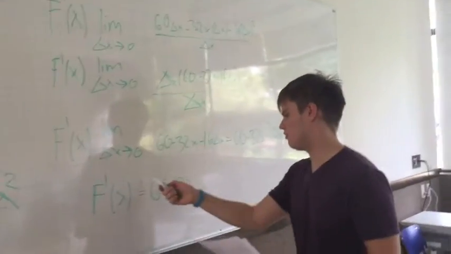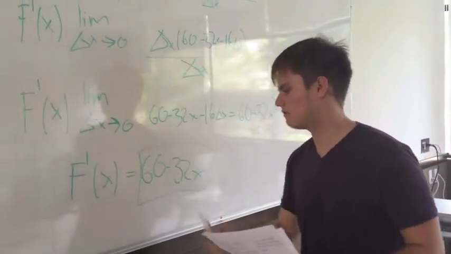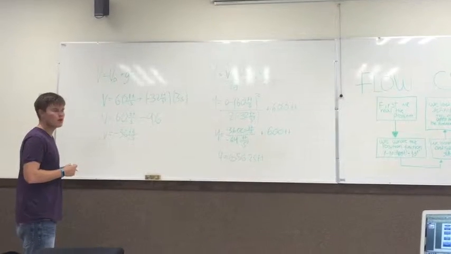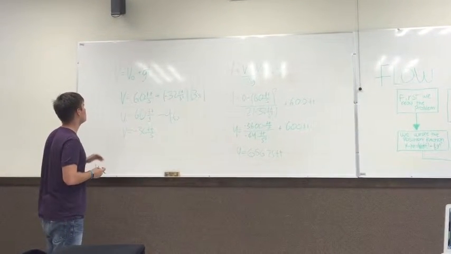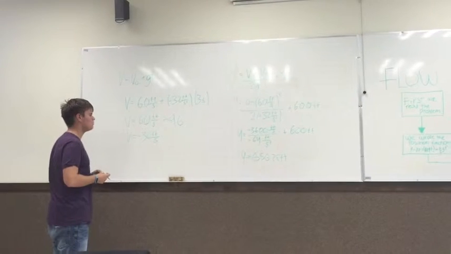And this is the result. This is the derivative. So here what we want to solve for is the velocity of the tennis ball after 3 seconds.